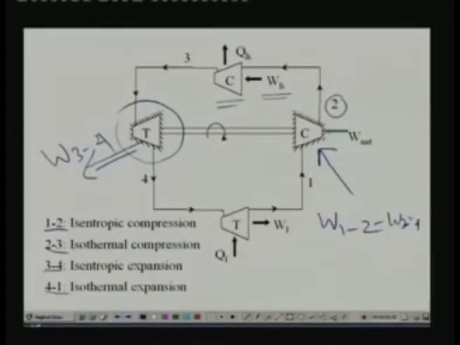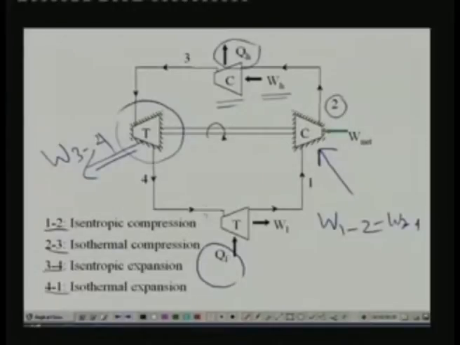The next process is what is known as isothermal expansion, process 4 to 1. This takes place in an isothermal turbine. Its temperature has to remain constant. At the same time, it has to extract heat from a low temperature reservoir. That means here it will be rejecting heat to a high temperature heat sink, and it will be extracting heat from a high temperature heat reservoir or heat source.